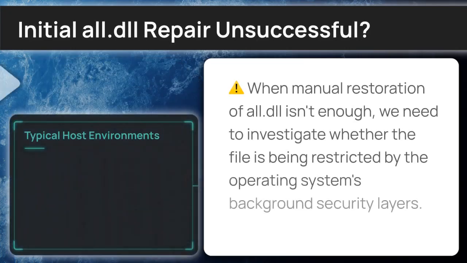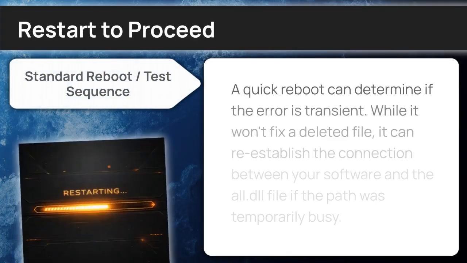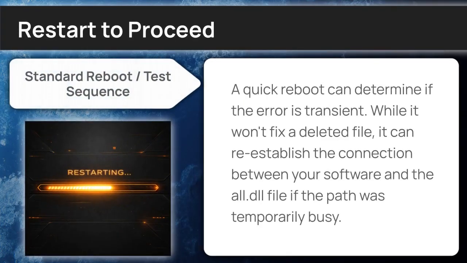If no luck was had with the redistributable package, we will escalate the fix by performing a targeted reset of the system state. A full system restart ensures that no background processes are currently locking the All.library file. A fresh boot allows Windows to reinitialize its library map from a clean state.